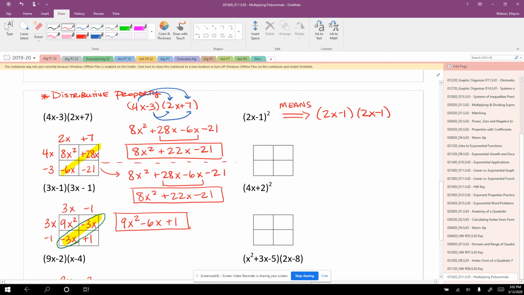So if you want to use the box method, you would just write 2x minus 1 on the left side and 2x minus 1 on the right side. Okay, and then let's go ahead and multiply this out. We're going to get 4x squared minus 2x plus 1. Again, if you're using the box method, your diagonals will be like terms. Combine them. Minus 2x minus 2x is minus 4x plus 1.